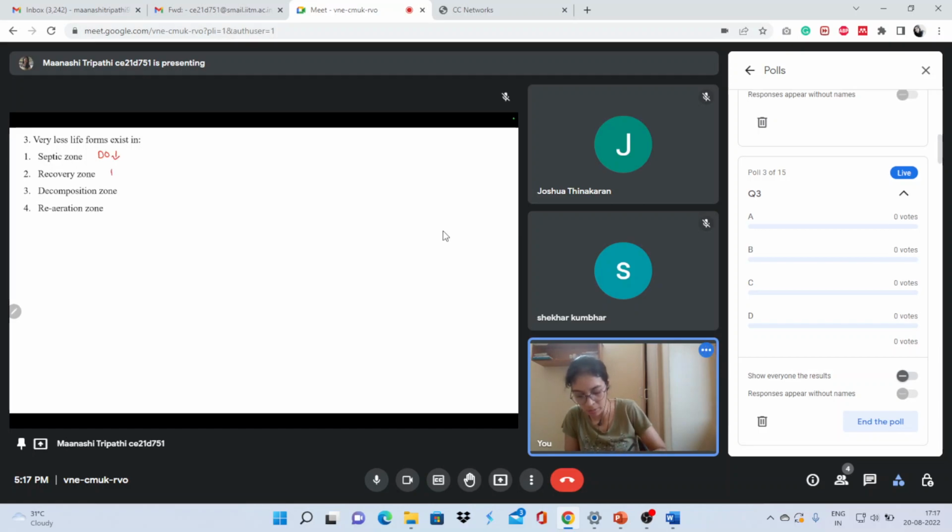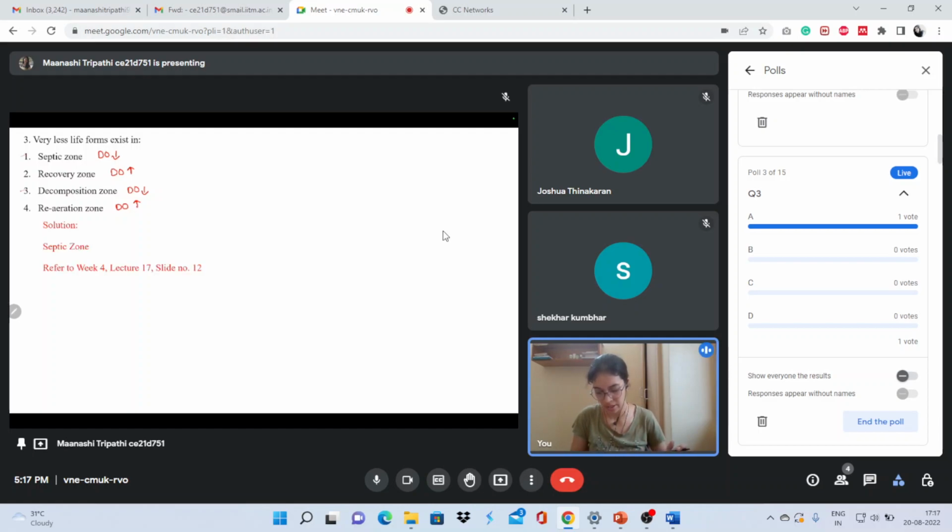In recovery zone, DO will be a little bit increasing. When decomposition starts, DO will be consumed. And reaeration zone, reaeration means more air will come, so DO will increase. So between these two terms, 1 and 3, in which zone DO will be the least? That will be your answer. DO means dissolved oxygen, okay? So we'll see the answer. Answer is septic zone, because in septic zone the amount of oxygen is very less.